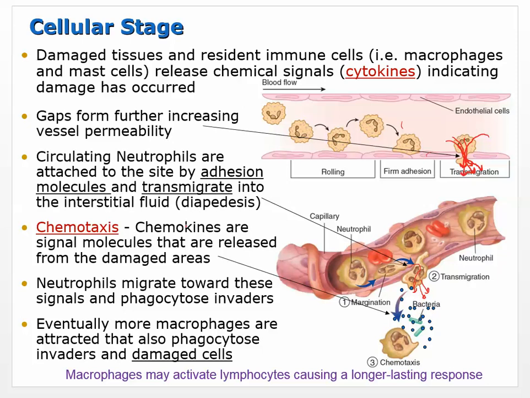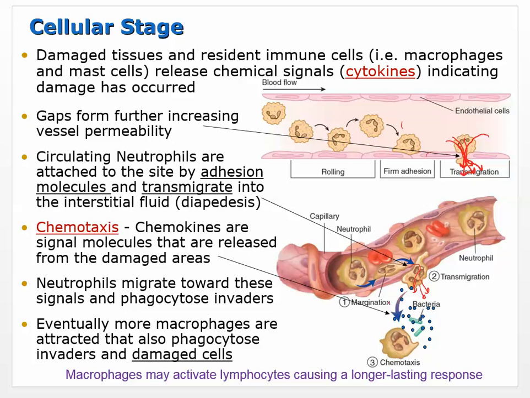So chemotaxis: chemokines are signal molecules that are released from the damaged area, and the neutrophils will migrate towards those signals and phagocytose the invaders. The neutrophils will then produce their own chemokines, these signaling molecules, which will direct macrophages to that area as well. Eventually more macrophages are attracted that also phagocytose invaders and damaged cells.